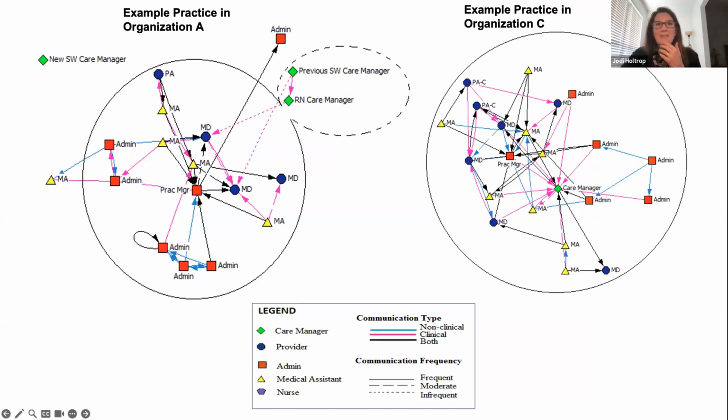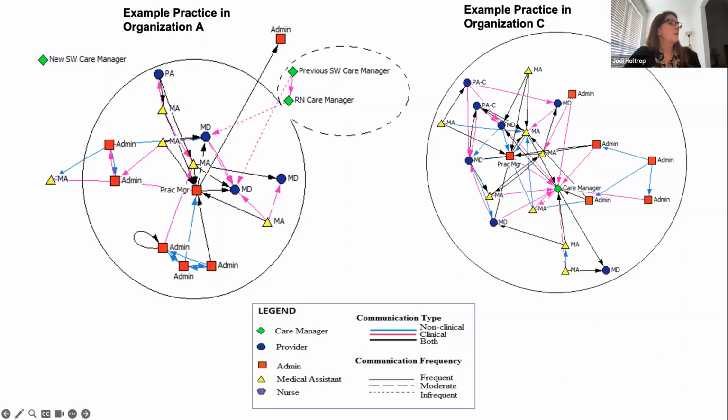Someone was teasing me one time and they said, oh, show me your Star Wars diagrams. This looks like Star Wars or something. But essentially what you can see here is that using social network analysis, again, you need someone who knows what they're doing, it shows how this green diamond here, that's the care manager. Look at this example on the left.